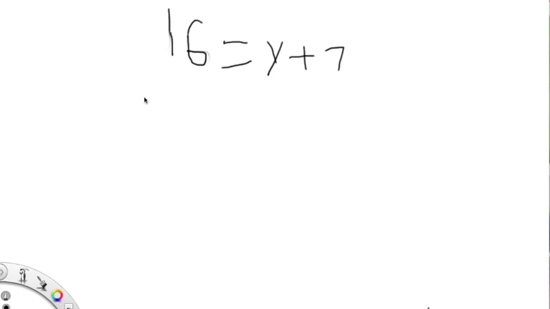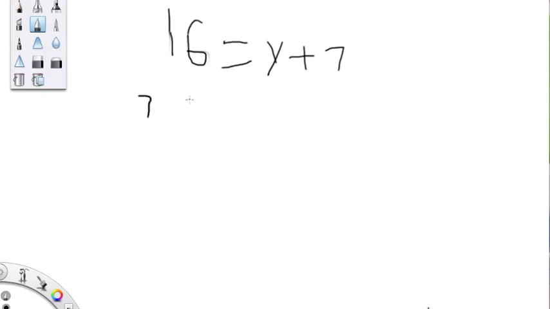This is another example we will be solving. 16 equals y plus 7. To solve 16 equals y plus 7, you want to isolate y. To do that, you need to remove a positive 7 from both sides.